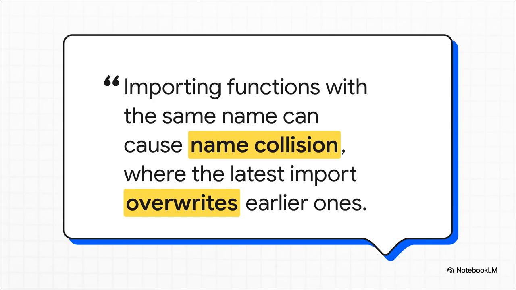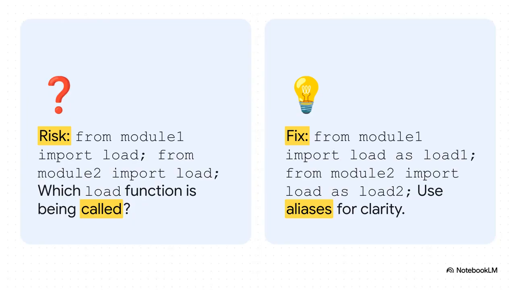Okay, this one is critical. It's called name collision. Imagine you import a function named load from one library, and then you import another function also named load from a different library. You know what Python does? It doesn't throw an error. The second one just silently overwrites the first. This can lead to some incredibly confusing bugs where you think you're calling one function, but you're actually calling another one entirely. Thankfully, the fix is so simple.